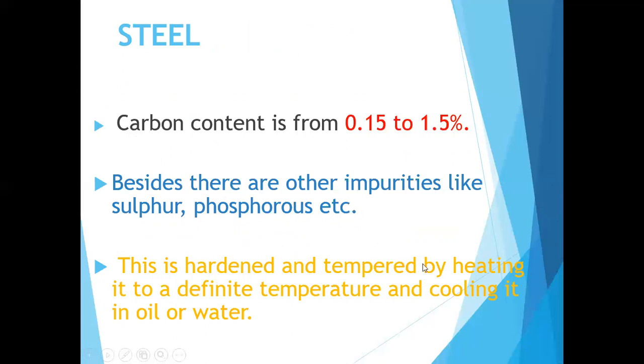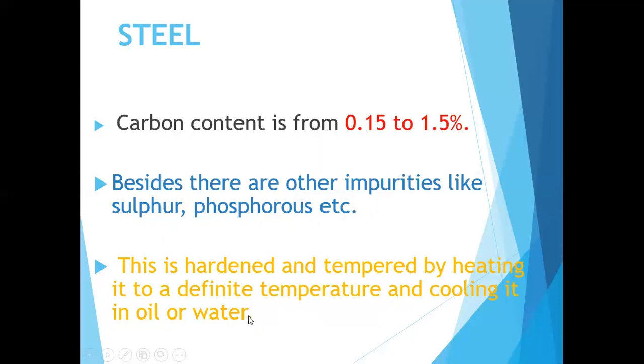These are hardened and tempered by heating to a definite temperature and cooling it in oil or water. So steel is hardened and tempered by heating it to a particular temperature and cooling it in oil. You have to cool it in oil or water, not in air.